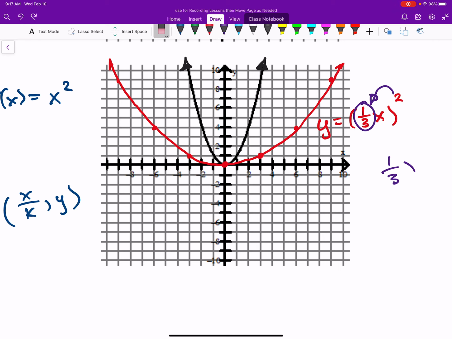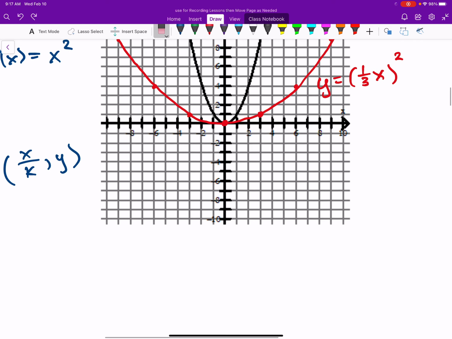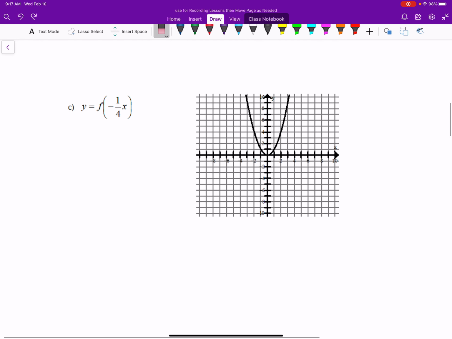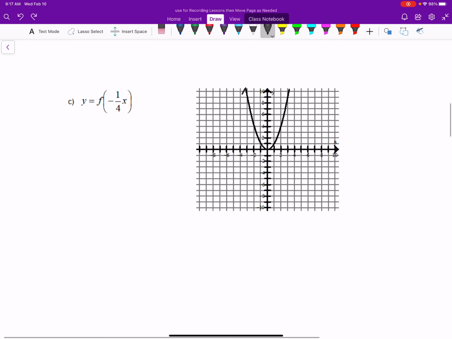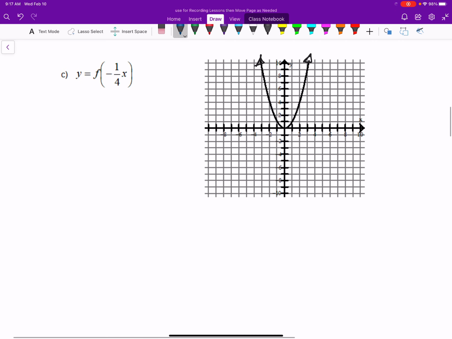Inside the function is going to make it a k value. All right, so our last example for this little lesson, we know that in this case we're substituting negative 1/4 x into f of x, and so then we get (negative 1/4 x) squared, since f of x again is the parabola y equals x squared. The k value in this case is negative 1/4.